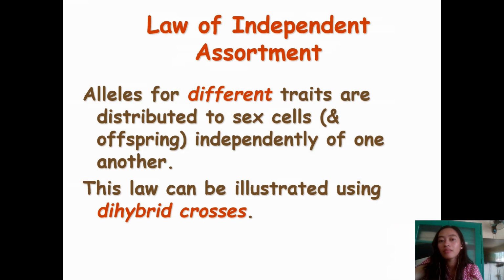Next is the law of independent assortment. Sometimes you can cross, it's possible, because it's not as simple as crossing one trait. There will be times when more than one, so polyhybrid or dihybrid crosses. For example, you're going to combine different types of seed shapes versus plant height. In the law of independent assortment, alleles for different traits, for example flower color, you combine with height. The different traits are distributed to the sex cells independently of one another.